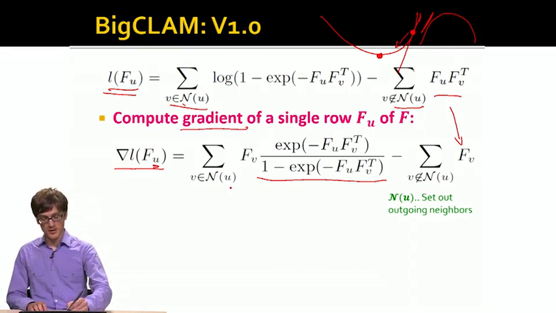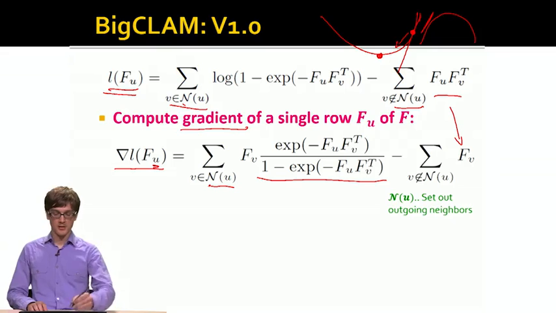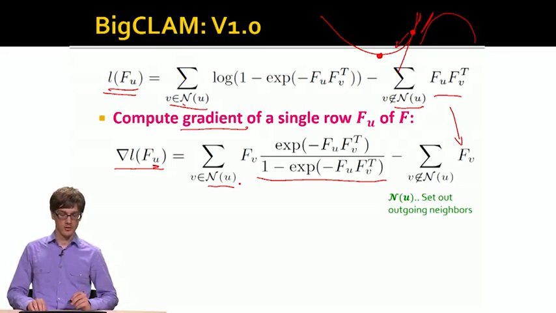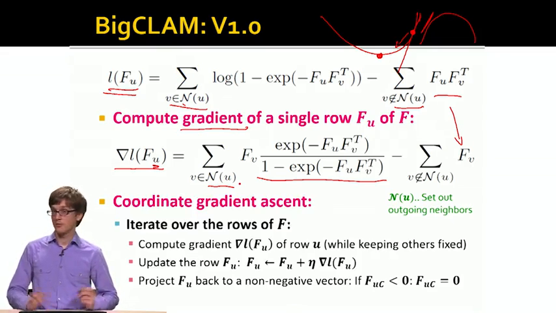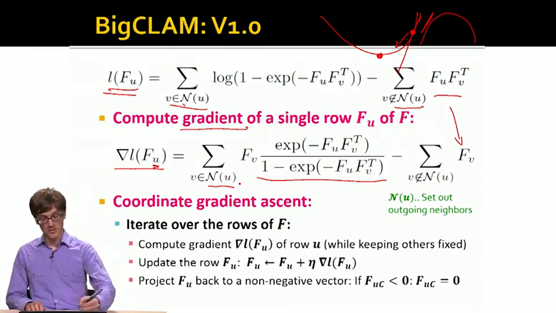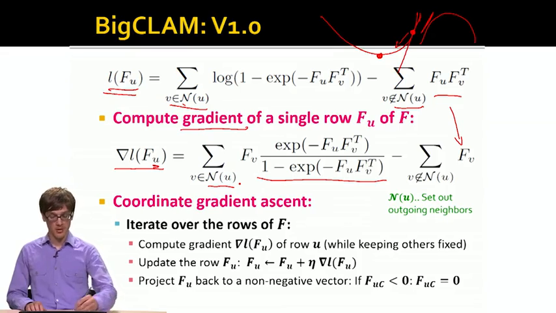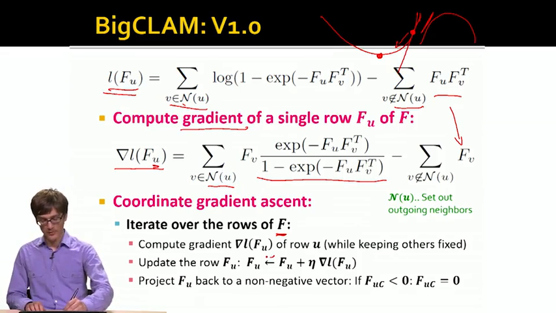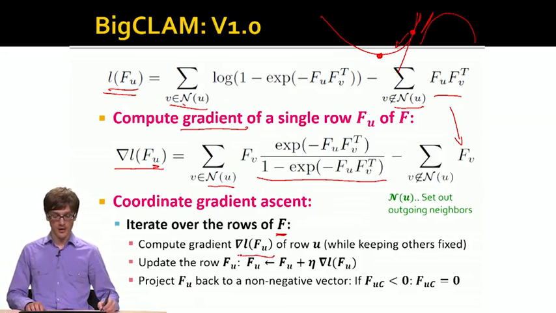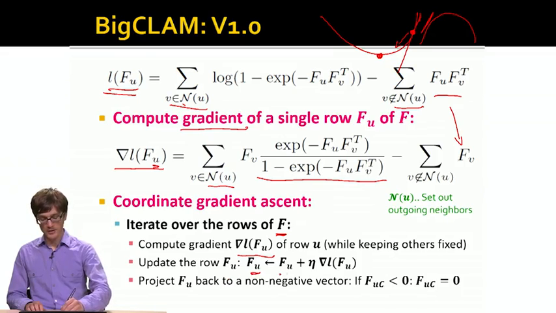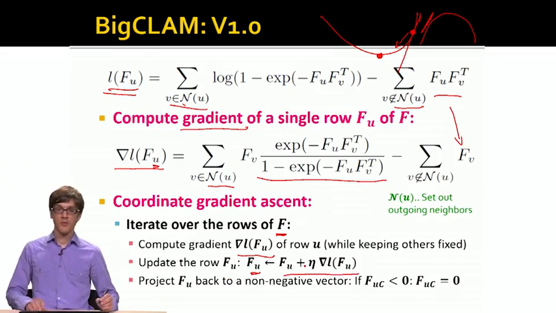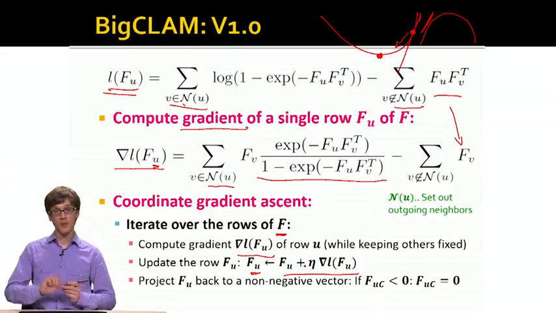One important thing here is that N(u) is simply the set of neighbors of a given node u. So what we could do now is to say, how do we solve this optimization problem? We can simply iterate over the rows of our matrix F. For every row, we can compute the gradient of the log likelihood, and then we update that given row by moving a small step in the direction of the increased slope. So the idea is that we compute the gradient, we compute the slope, and move in the direction of the slope.